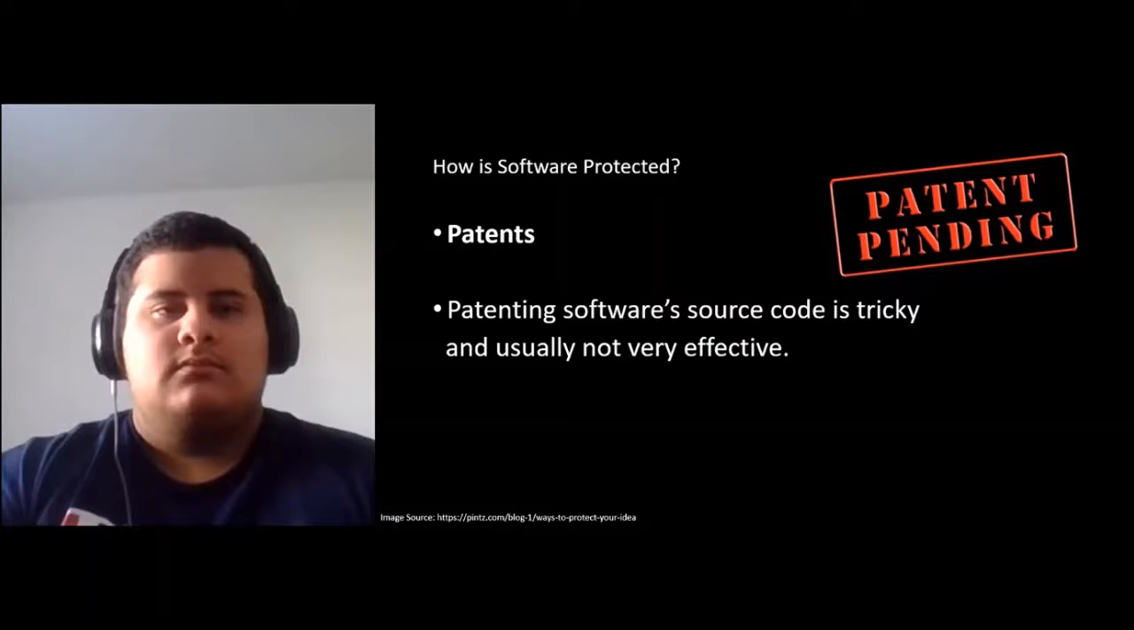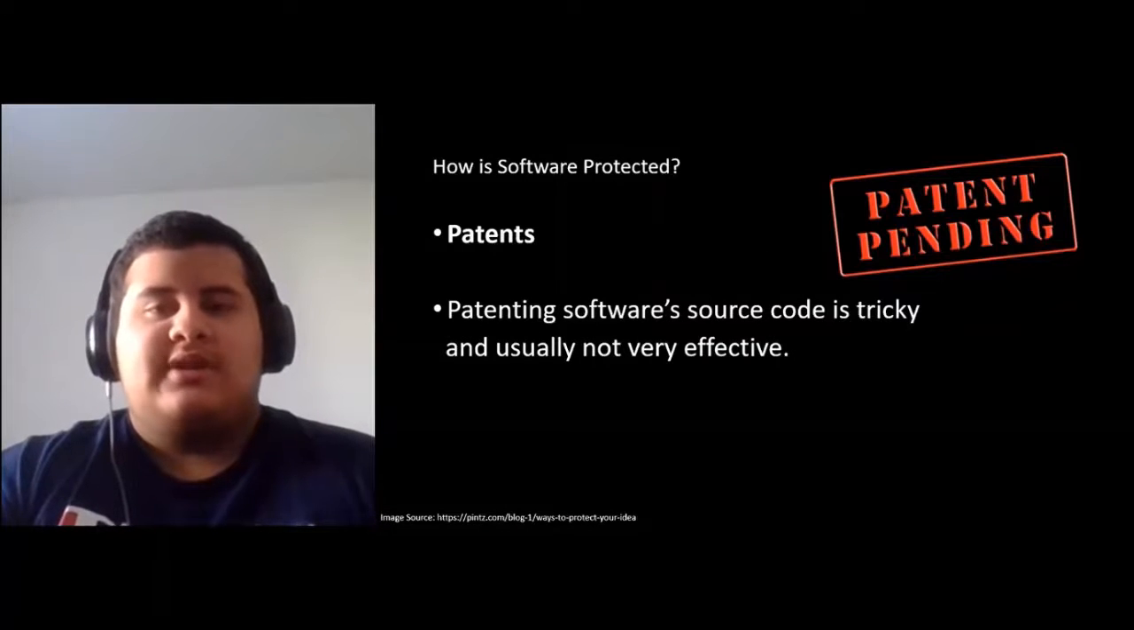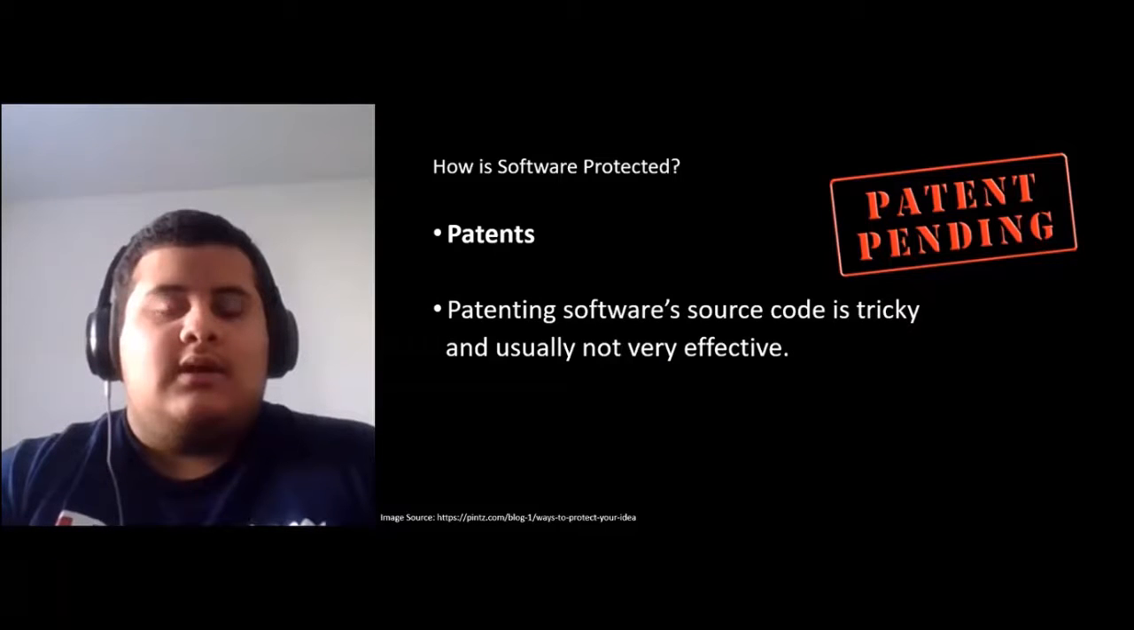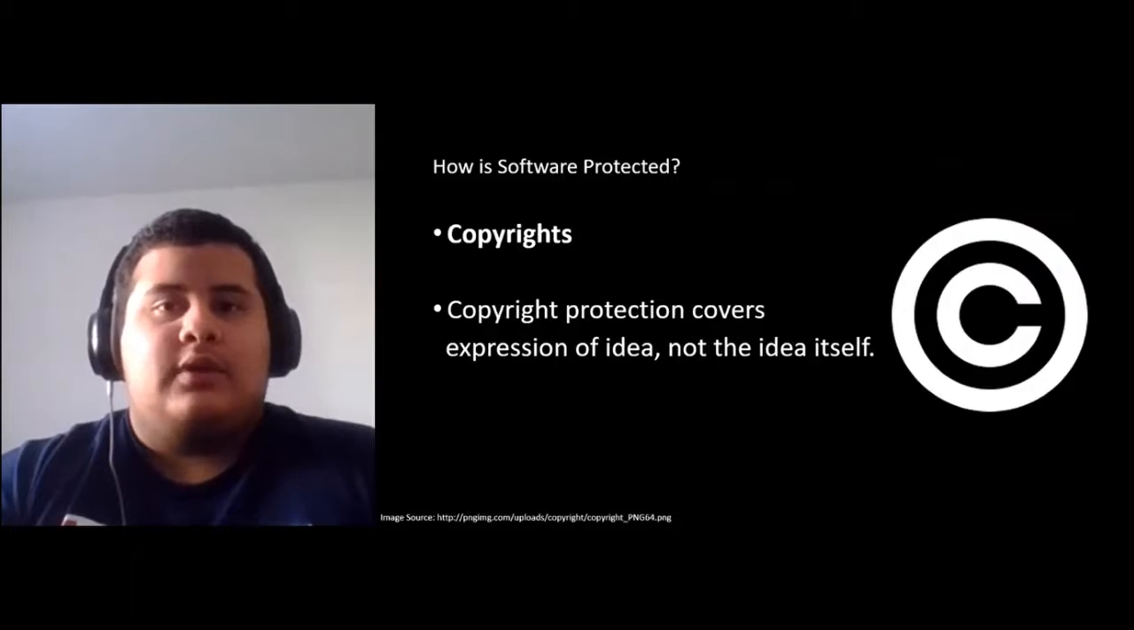So how can you protect your software? Well, you can try using a patent, but patenting software is tricky because you need to be able to prove that what your software does has an identifiable innovation. So in other words, you need to be able to prove that your software does something that no other software has done before, and that's how you're able to earn a patent for your software. So it's not very reliable.